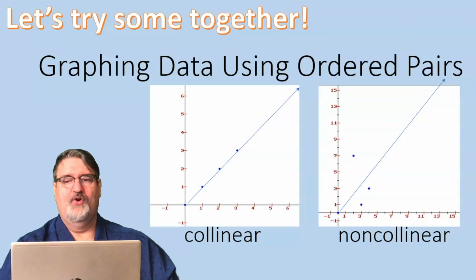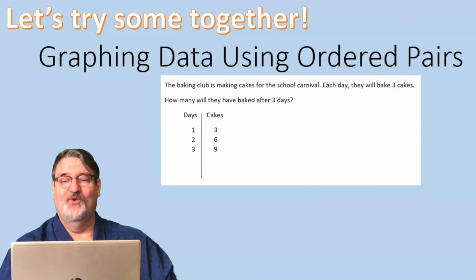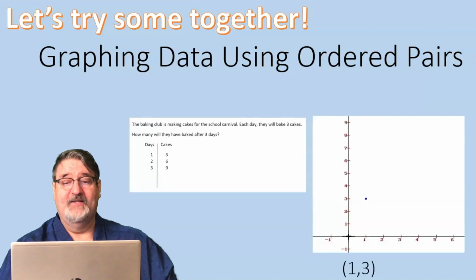So that means that there's no correlation between those points. All right. Oh, this says that we're going to try some together. So this says the baking club is making cakes for the school carnival. Each day they will bake 3 cakes. How many will they have baked after 3 days?